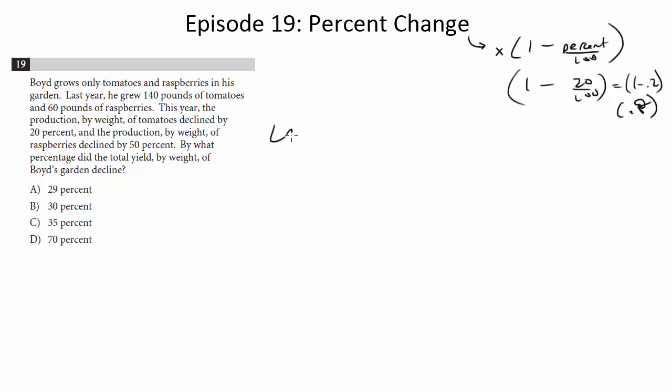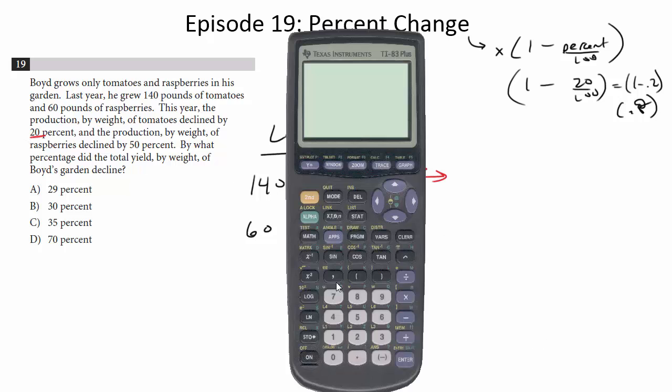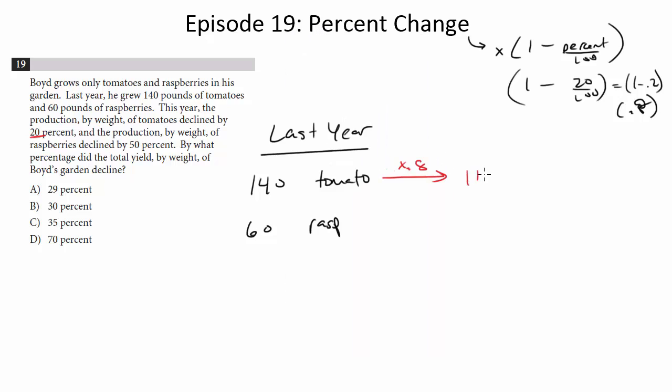So last year, Boyd had 140 pounds of tomatoes and 60 pounds of raspberries. This year, the production of tomatoes declined by 20%. So we're going to multiply this by 0.8, right? 1 minus 20%, 1 minus 0.2. And let's see what we get for that value. So 140 times 0.8 gets you 112. And then the raspberries decline by 50%, so you can just halve that, or you multiply it by 0.5. It's the same thing. We get 30.